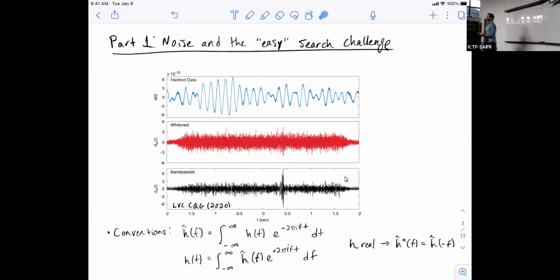Maybe I don't know if everybody is aware of our jargon, PSD. Yeah, sorry, I'm going to define it. Okay, sorry, I apologize for the jargon. Power spectral density, I'm going to define that.